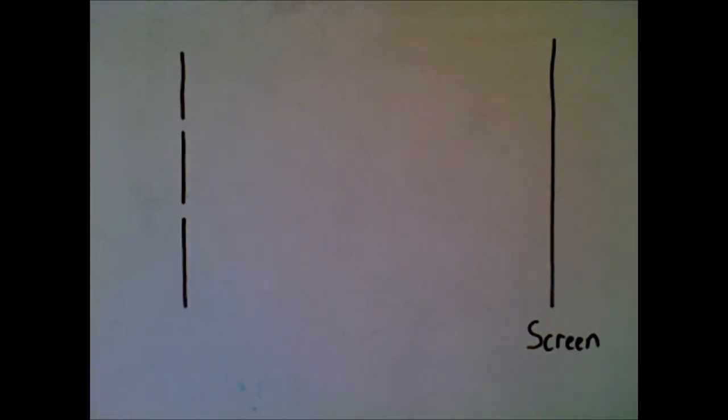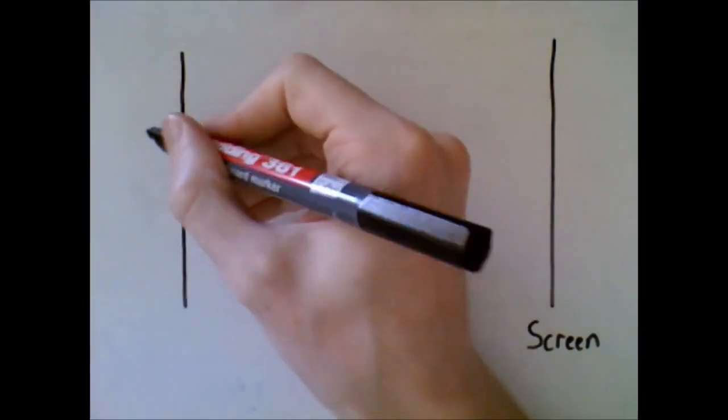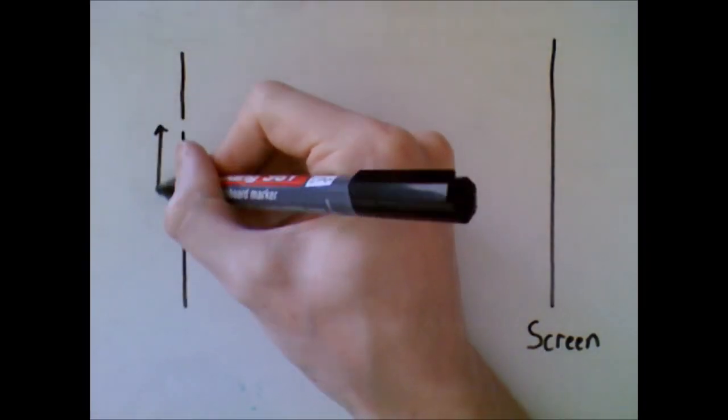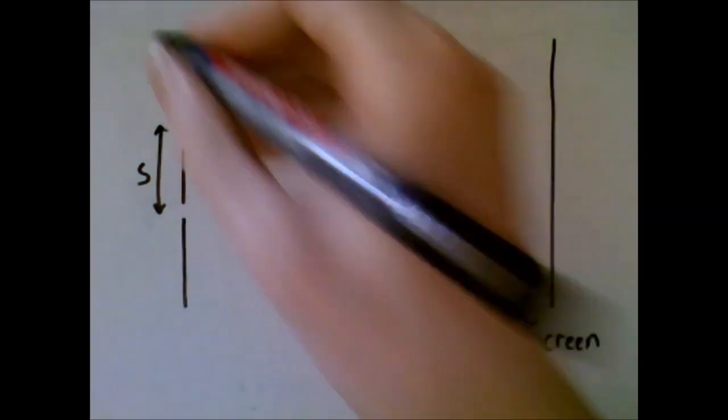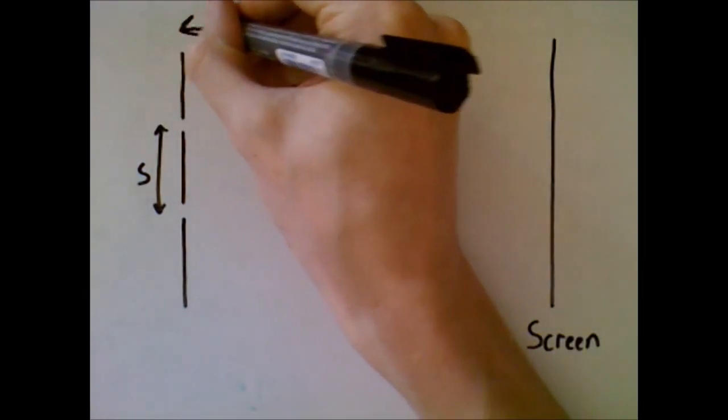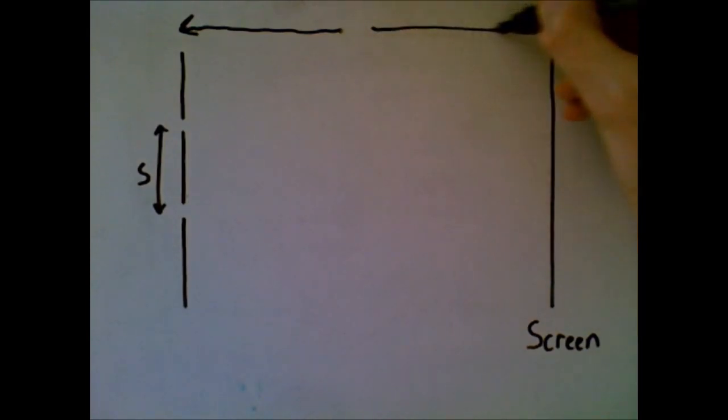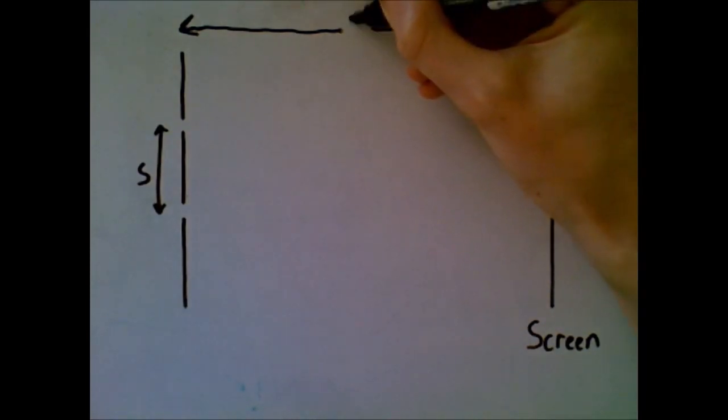I'm going to show you the derivation quickly. You don't need to know the details of the derivation, but I do think in this case it's useful for you to have seen it. Over here I've got my double slits, and we are calling the distance between those S. And over here I've got my screen, and the distance between the slits and the screen is capital D.